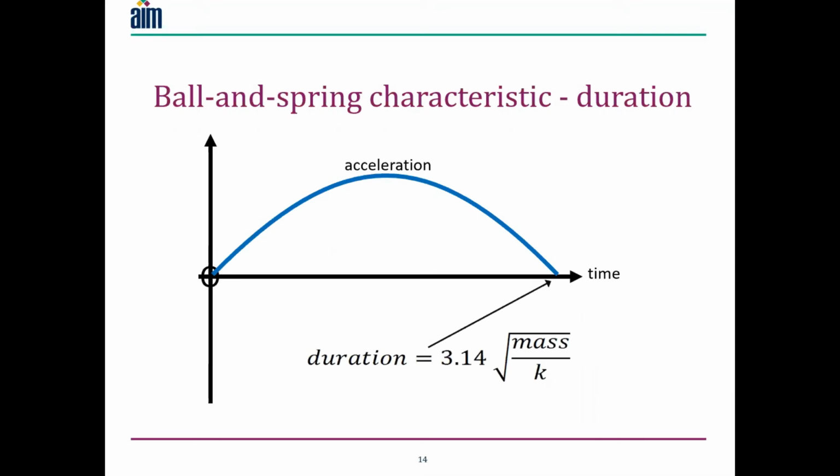So the 3.14 there is not really 3.14; it's the constant pi. But it so turns out that the duration, in other words, the time that it takes for that acceleration to get back to zero after the impact, is only determined by the square root of the ratio of the mass of the ball and the stiffness of the spring. So just let that sink in for a second, because that's a really important conclusion. So remember, we're talking about acceleration here and the duration of acceleration.